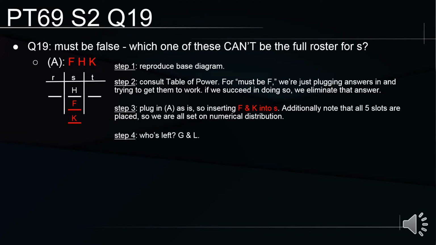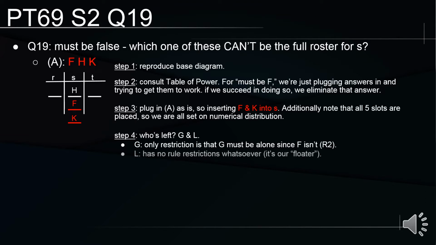Looks like G and L are all that we have left. So in terms of placing G, the only restriction is that G must be alone since F isn't alone, and that's what rule 2 tells us. In terms of L, it looks like L really has no rule restrictions whatsoever. It can go anywhere with anyone on any team, so it is our floater. It appears that these two are fully interchangeable across teams R and T, and so that's how I would represent that, with G/L, L/G.